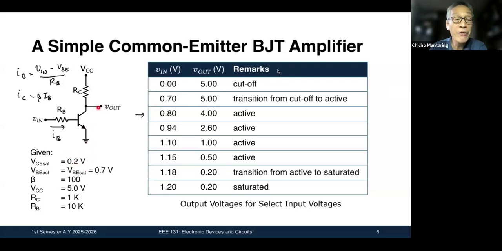Because the minute V out becomes less than or equal to VCE sat, then we know it is saturated, and therefore V out will just be, in our simplified model of the BJT, equal to VCE sat, which is 0.2 volts. So that's what happens in these last two entries of this particular table.